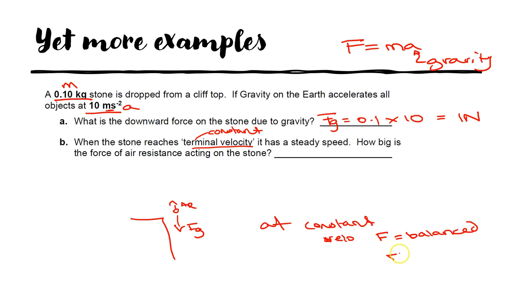This means that the force due to gravity must equal the force due to air resistance. The force due to gravity isn't going to change because I haven't changed my mass, and the acceleration due to gravity is constant. So the air resistance acting on the stone must equal the force due to gravity, so this will be 1 Newton. This is combining our knowledge of the first law with the second law.